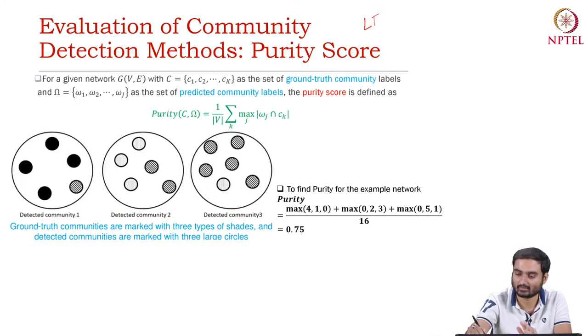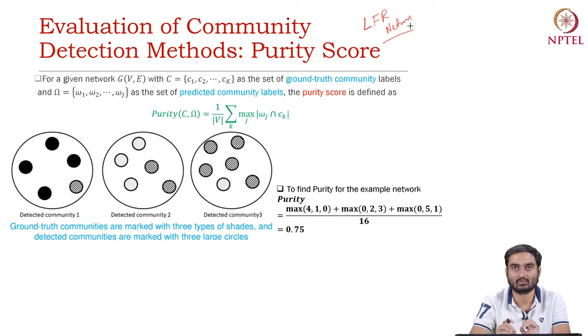There is something called the LFR network, right? So the LFR network is a synthetic network where the community structure is known. This LFR model will generate a network as well as give you the community structure. Now you run your algorithm on the synthetic network, you detect the community, and then you see whether the detected community is the same as the synthetic community that is already there.